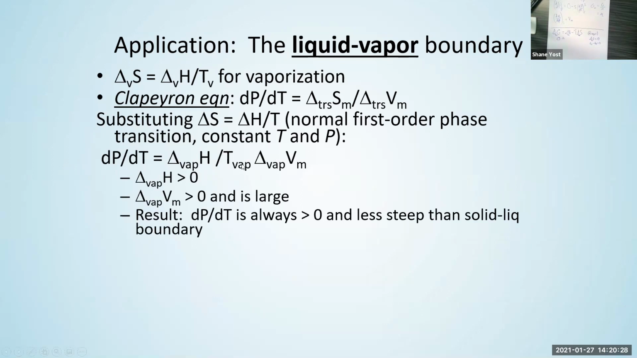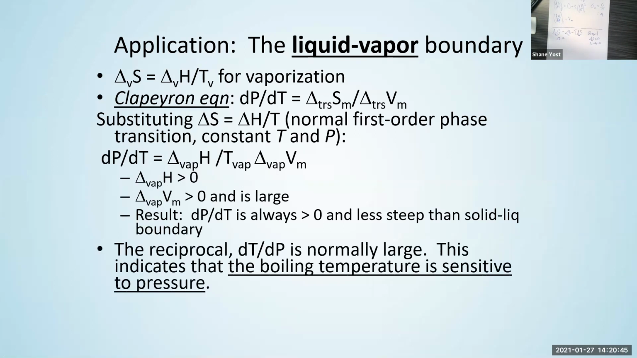Now here, we're specifically talking about the liquid to vapor transition, so we're talking about vaporization. VAP is for vaporization. It's a liquid going to a gas. You're boiling something, you're vaporizing that liquid. All right, so that's why VAP is there.